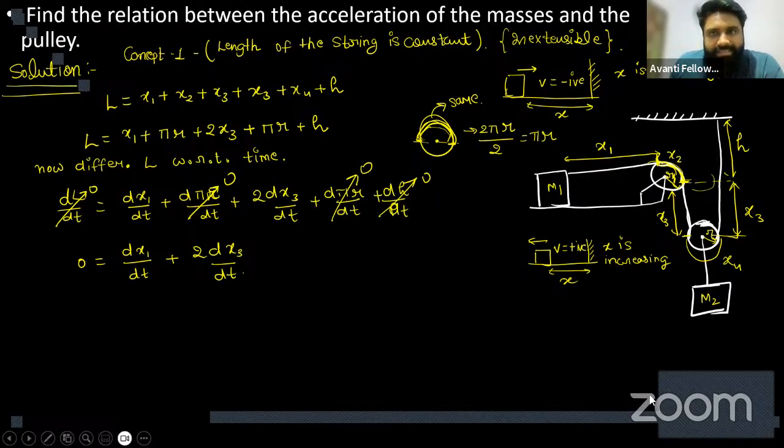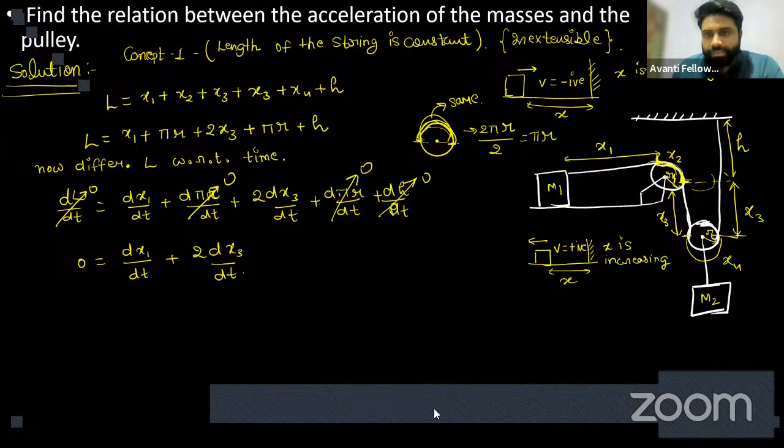At any time, if you find the screen is not visible to you and I am not audible to you, just write it in the chat box. Okay. So this is dx1 by dt. This is 2 times of dx3 by dt.